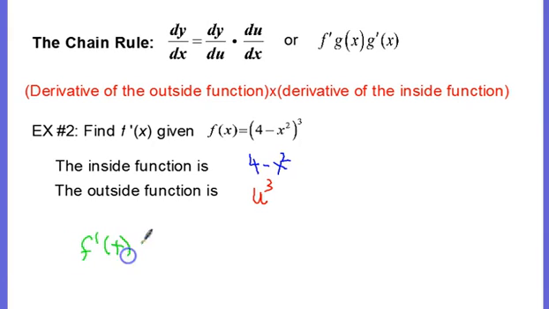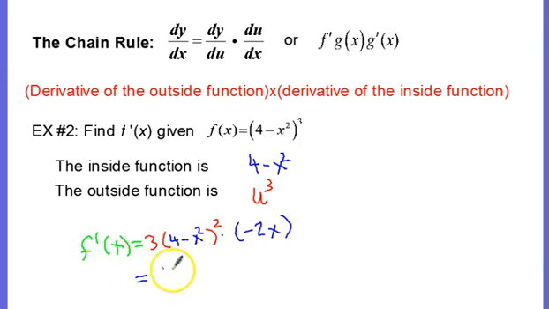F prime of x is equal to, and we need to take the derivative first of the outside function. And so using the power rule, that's going to be 3 times u squared. But instead of u, I'm going to use parentheses since I need to plug in my inside function. So let's go ahead and do that. 4 minus x squared. And now I will multiply by the derivative of the inside function, which is negative 2x.